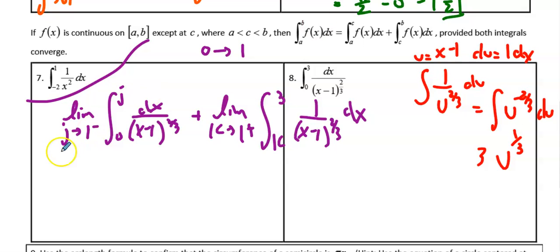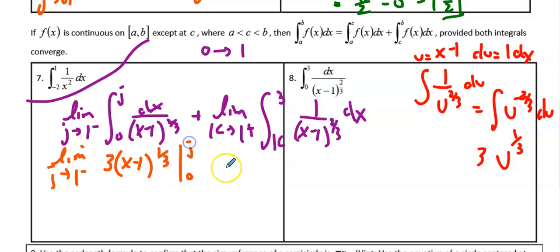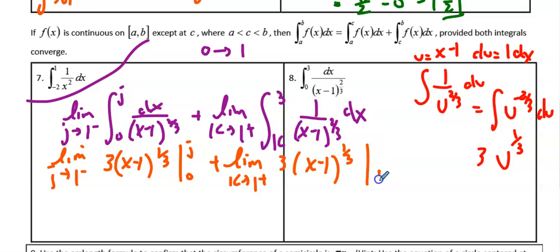So let's go back to our problem, and we're going to do the limit as j approaches 1 from the left of our function. And we've already figured out what this is. This is going to be 3 times (x minus 1) to the 1/3 power, and we're going to evaluate that from 0 to j. And we're going to do plus the limit as k approaches 1 from the right of 3 times (x minus 1) to the 1/3, evaluated from k to 3.